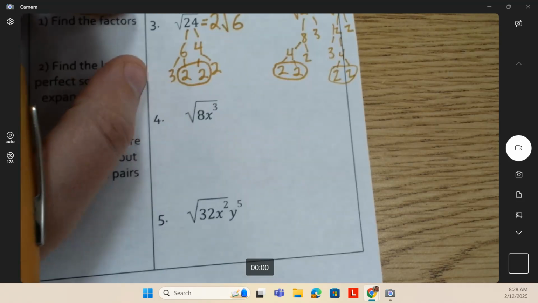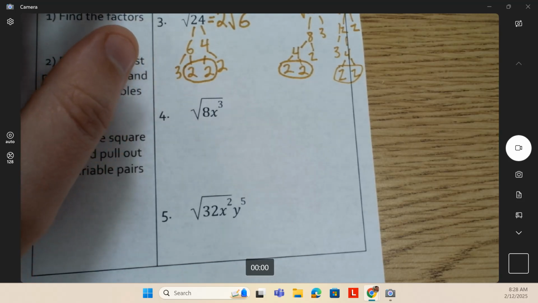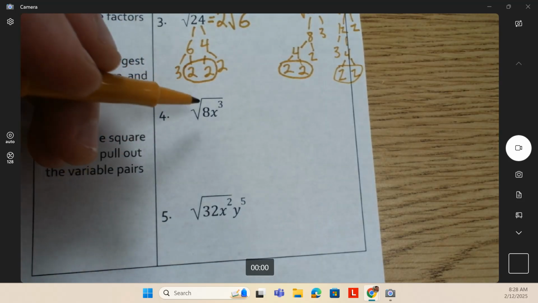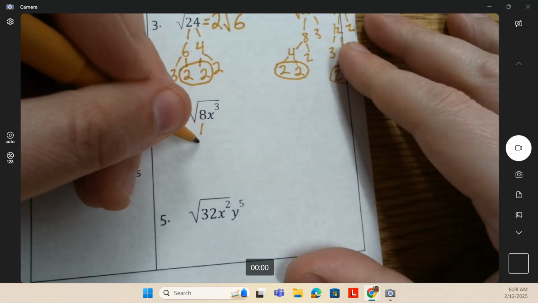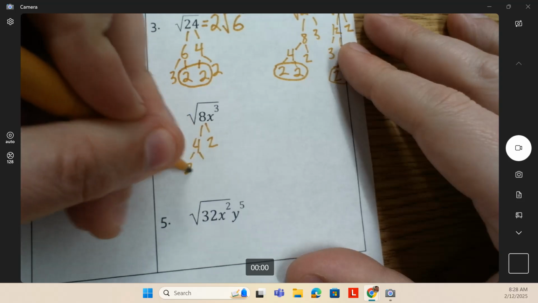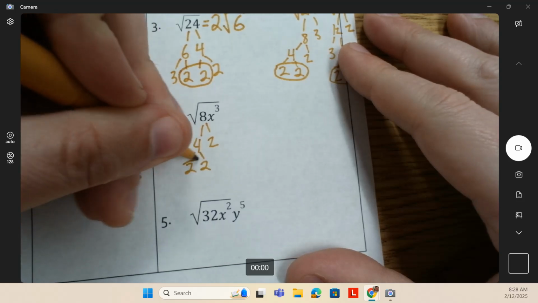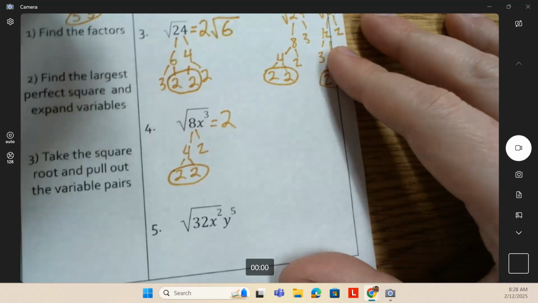And then we move on to ones that have some variables in it. So looking at the square root of just 8 to start out with. I look at 8, it splits up into 4 times 2, and 4 splits up to 2 times 2. So I have a pair of 2s, and I'm going to put right outside right away.